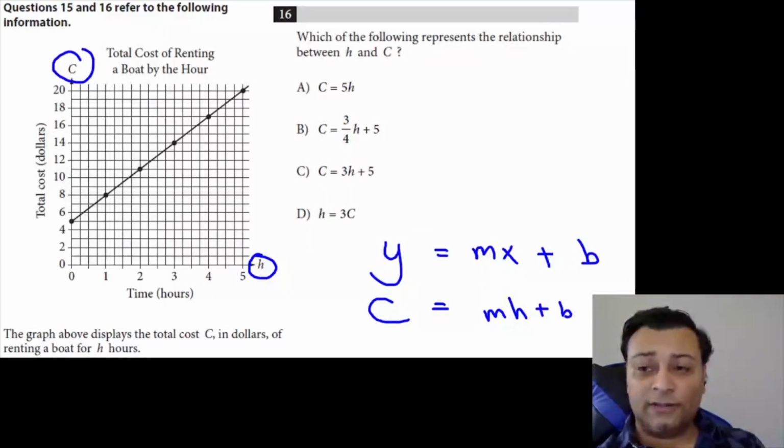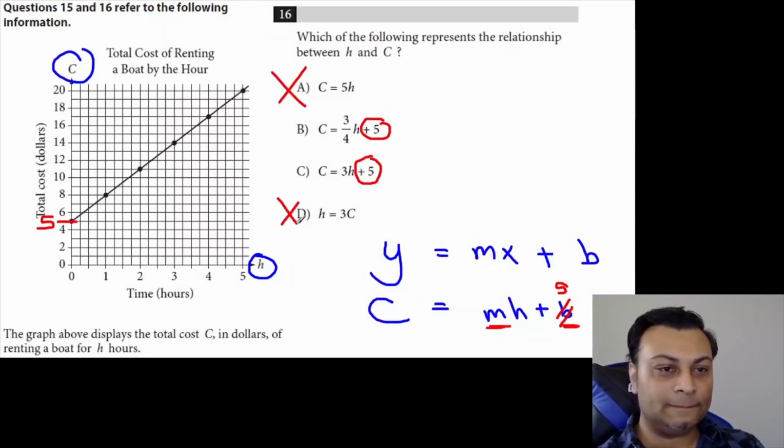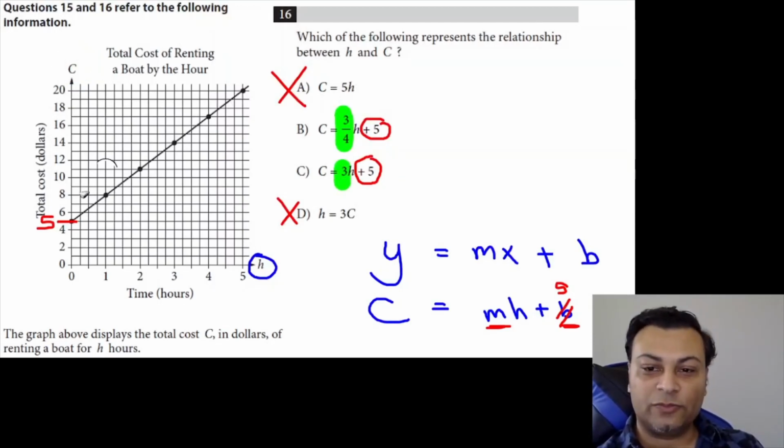But we still have to find the intercept, the y-intercept or the c-intercept, and we still have to find the slope. Okay, so the y-intercept, or in this case the c-intercept, is 5. So this number is going to be 5. So we're going to end in a 5. There's a plus 5 here, there's a plus 5 here. It's either B or C. The real question is what is the slope? Is the slope 3/4 or 3? How do we find the slope from this graph?